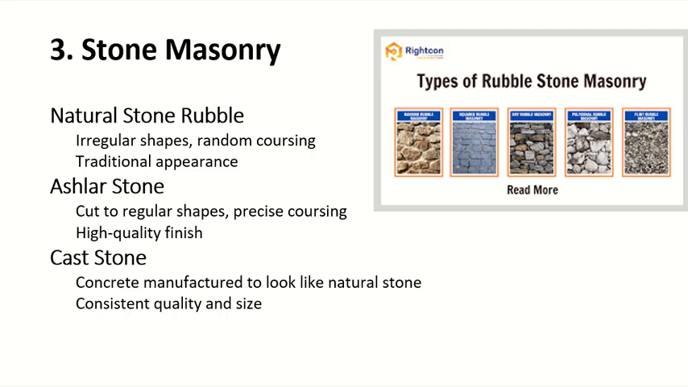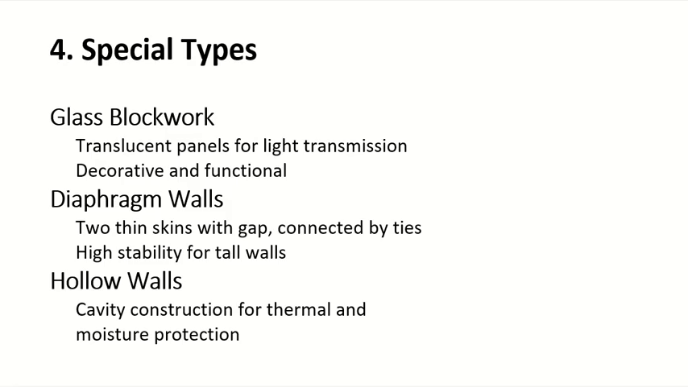But the face, the look will be like you're using a stone. Then we have the special types, which is glass block work. I don't know where it is used. We have the hollow walls with cavity, which we already talked about. But you can have hollow blocks as well, not 2 blocks and a cavity. You can make a block which has a cavity inside it.